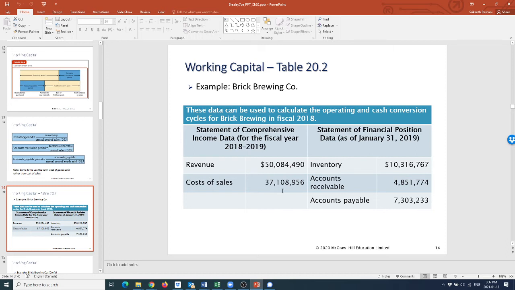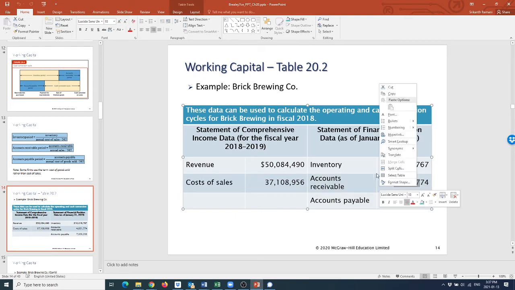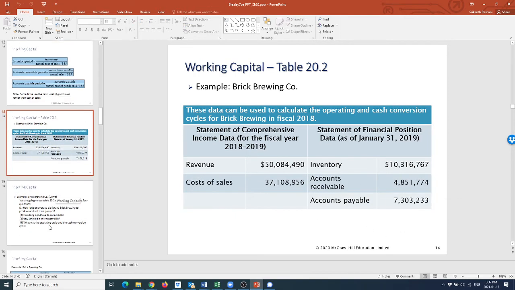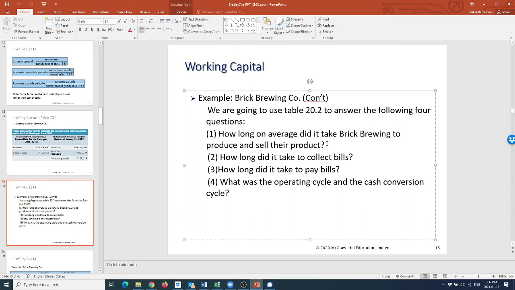So here you have revenues, cost of sales, inventory, receivables, payables. These are very simplified financial statements, and we are trying to figure out how long it took on average, and what the operating cycle and the cash conversion cycle were. How long did it take for them to produce and sell their product?